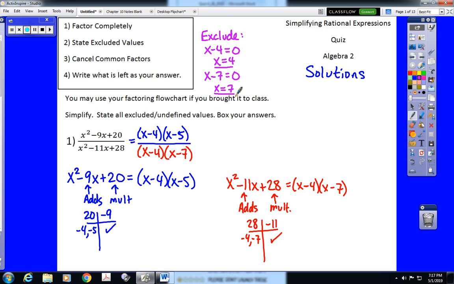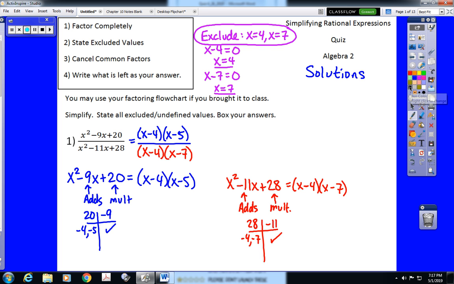These are the excluded values, okay? We are going to exclude x equals 4 and x equals 7. That is part of our answer, and if you don't have it, you lost a point right off the top. Again, reading directions is a very, very important skill.